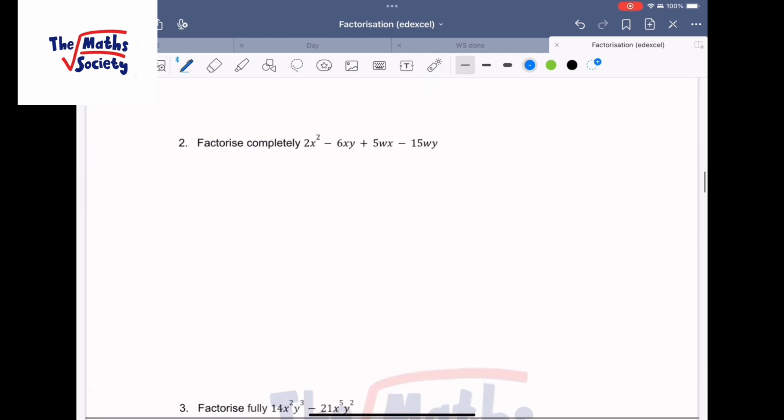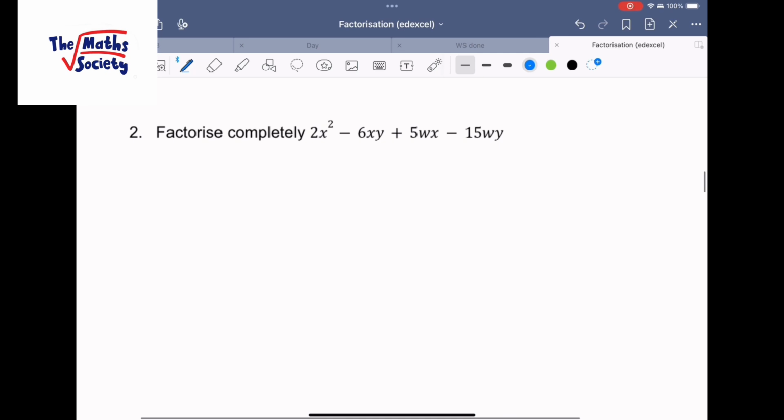It says factorize completely 2x squared minus 6xy plus 5x minus 15y. So first we can see that in here we have the same x terms, and here we have the y terms. So we're going to try to separately take out the common terms. So here you can take out 2x, so you'll be left with x minus 3y.